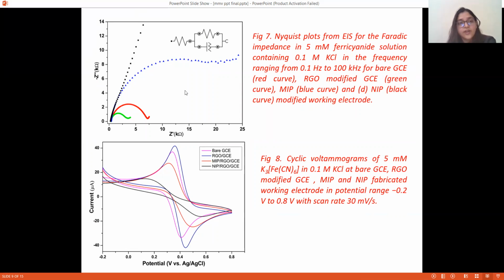As can be well seen from the figure, NIP has a much higher resistance as compared to MIP. And these are the cyclic voltammograms of 5 millimolar K3Fe(CN)6 in 0.1 molar KCl at bare GC, RGO modified GC, MIP and NIP fabricated working electrodes in a potential range from -0.2 to 0.8.